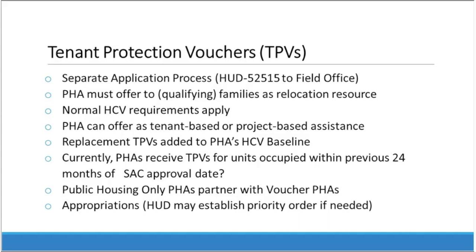Tenant protection vouchers. So if you receive a disposition approval from the SAC, you then become eligible to apply for tenant protection vouchers. It's a separate process. You do that by filling out a form, 52515. You submit it to your field office. Folks might be familiar with it. It's a pretty short and straightforward form to complete. So upon receiving your disposition approval letter, you send in that form.